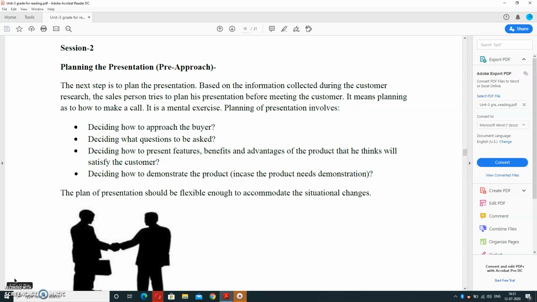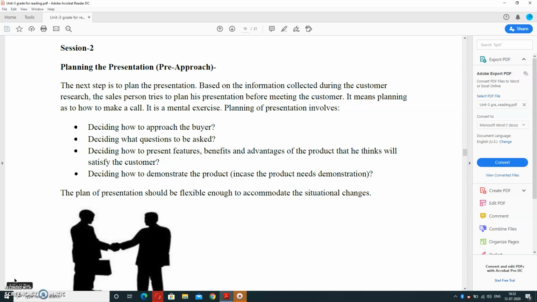After collecting the details of the customer, the company will try to meet the customer, and before meeting the customer, the company will plan how to meet with the customer. It means how to make a call. It is a mental exercise.